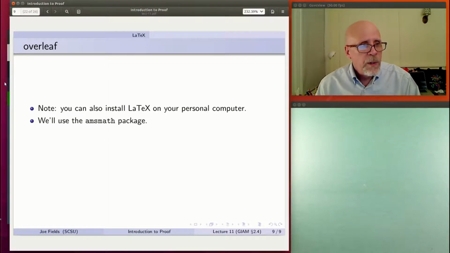Okay, so the first thing I want to point out is vanilla LaTeX doesn't do everything you want it to do.